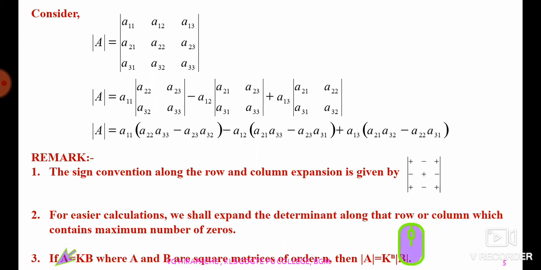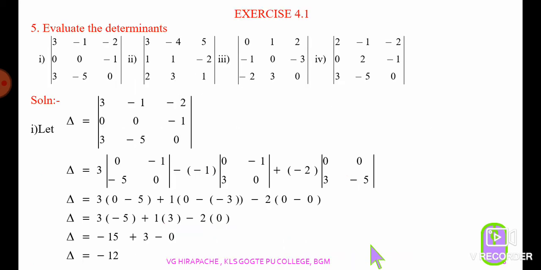And the third important notice: if A is equal to K times B, where A and B are square matrices of the same order, then the determinant of A is equal to K to the power n into the determinant of B, where n is the order of the given matrix.